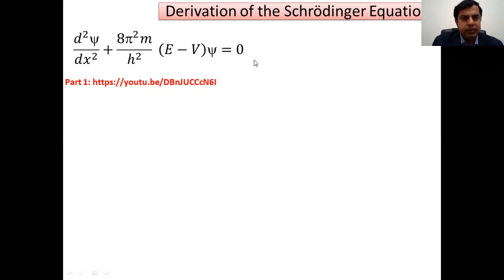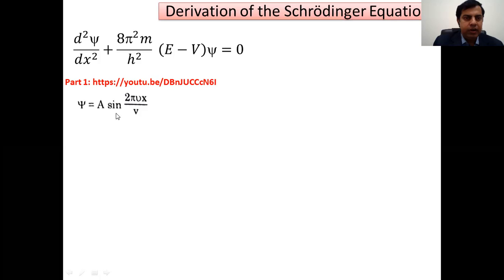So this is actually the final form of the Schrödinger wave equation, and half of the part we have already discussed in the previous lecture, and you may visit the lecture on YouTube by following this link. So we ended with this equation in the previous lecture. Now I'm going to start the further derivation of this equation, and we will be achieving our final target, which is this.